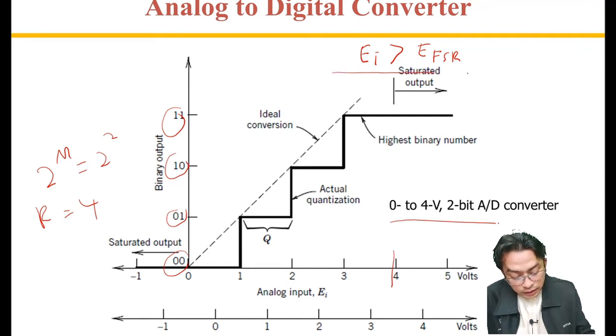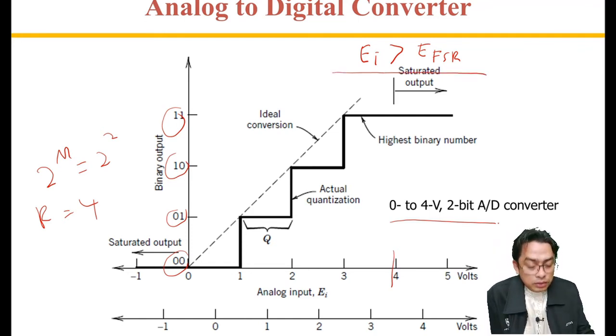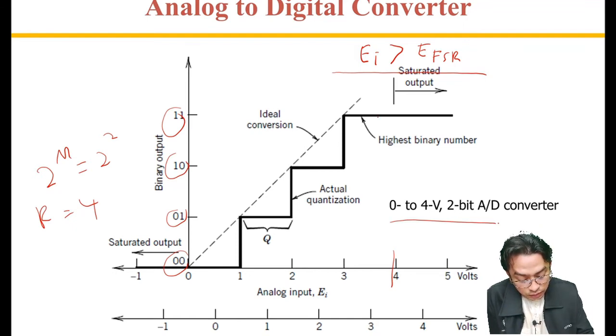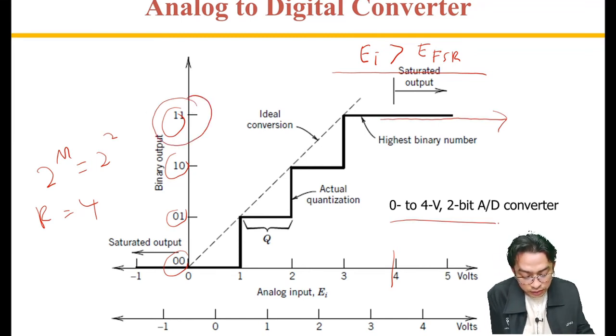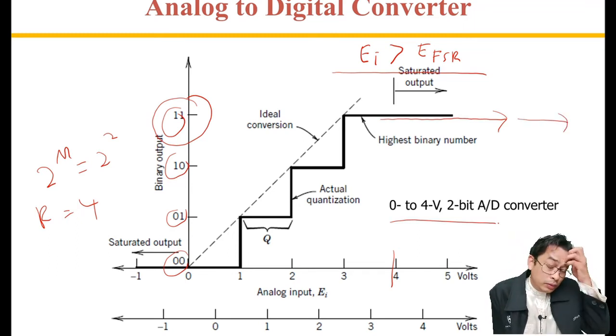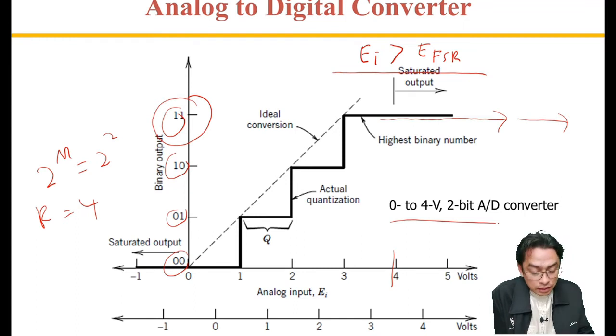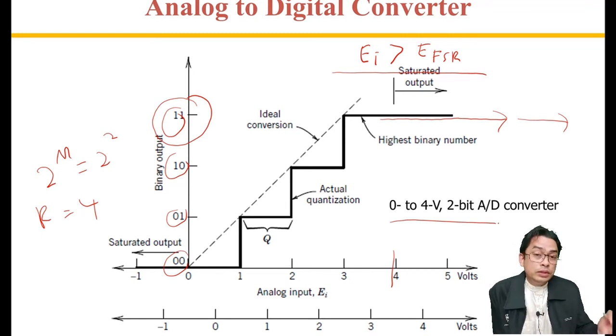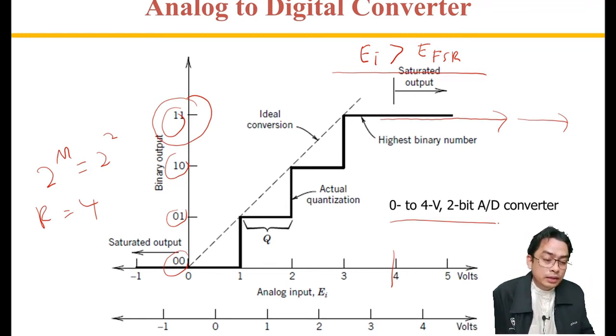So for the E input larger than EFSR, the signal will give the same value here, and will give the same value for the binary output, although the signal is higher and higher and higher. So it will give a false representation of the signal, and this is actually the saturation error. So we must make sure that the signal given from the transducer is in the range of EFSR. Otherwise, it will give us error.